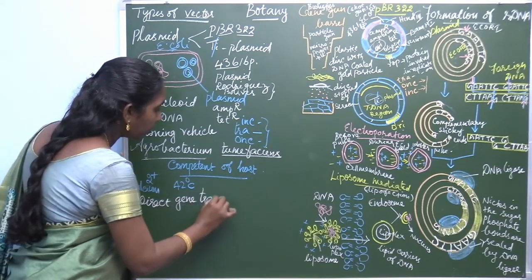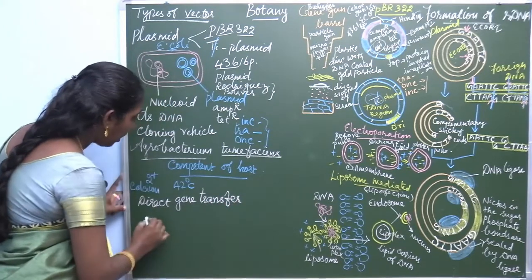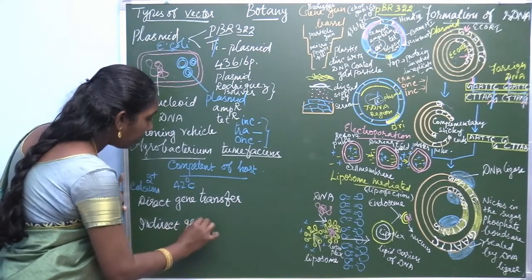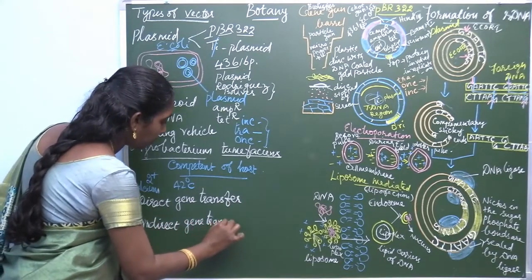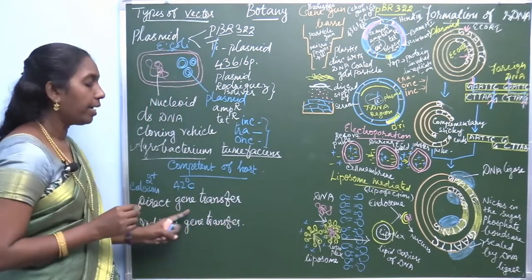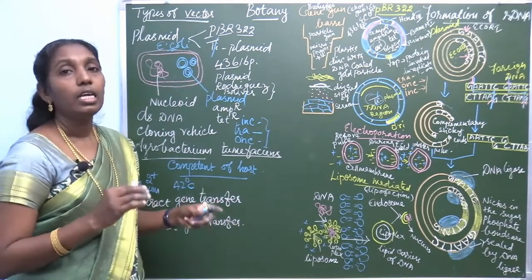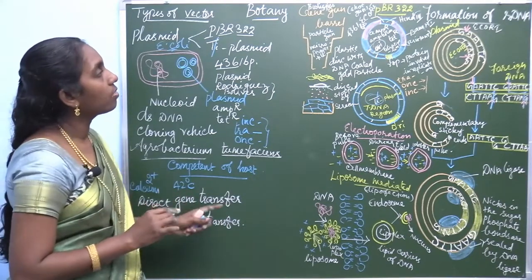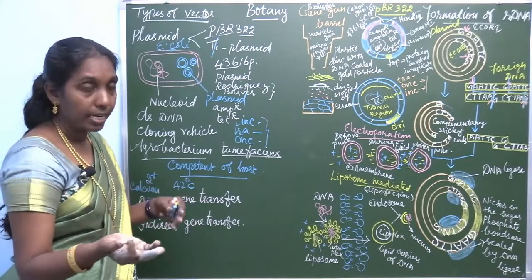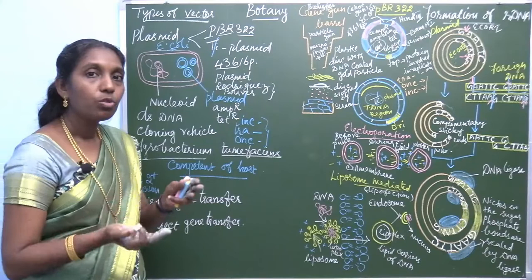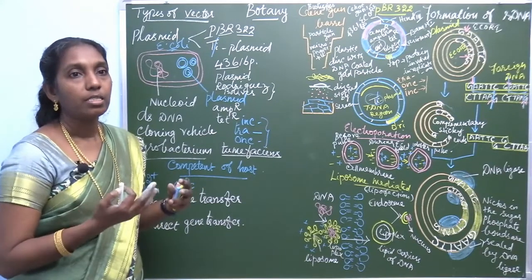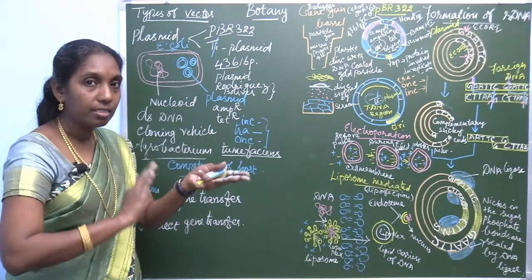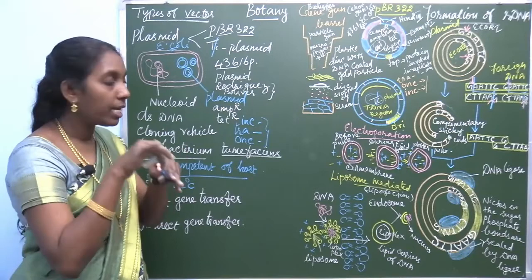Gene transfer: direct and indirect gene transfer. So let's see direct gene transfer first. Direct gene transfer is vectorless transfer, and indirect gene transfer is through a vector. So direct gene transfer is vectorless, with no need of vectors. Directly the DNA molecule can be transferred inside the cell.